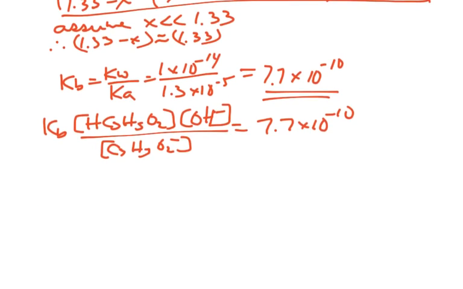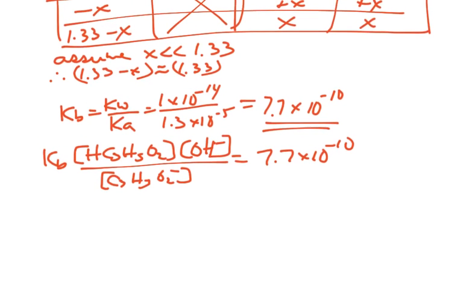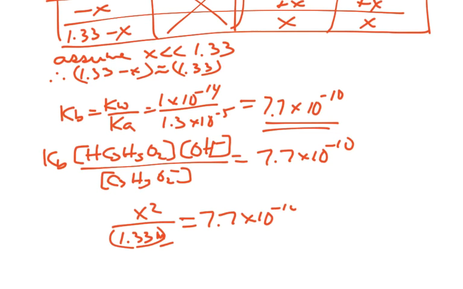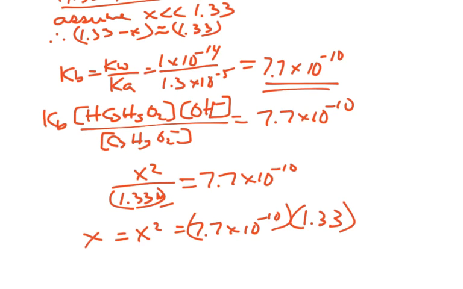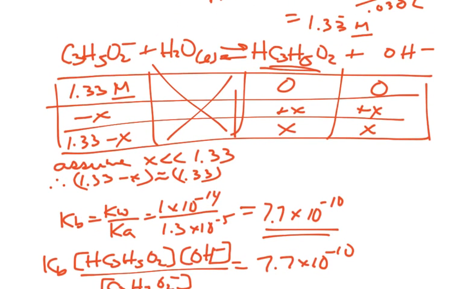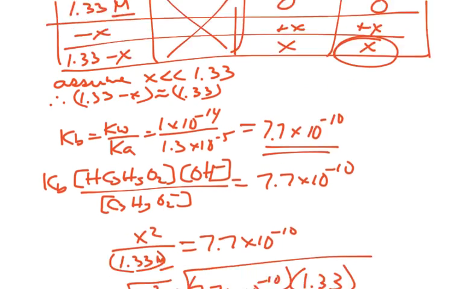Now again, we're back here on familiar territory. We've seen this kind of stuff before, so this is x squared over 1.33 is equal to 7.7, this is molarity, 7.7 times 10 to the minus 10. So x squared is equal to 7.7 times 10 to the minus 10 times 1.33. And what I really want is x, not x squared, so I want the square root. And just to remind ourselves that x this time is the OH minus concentration.